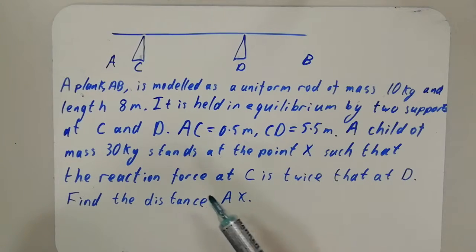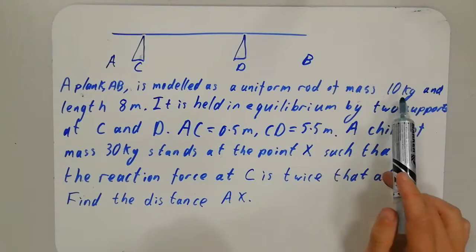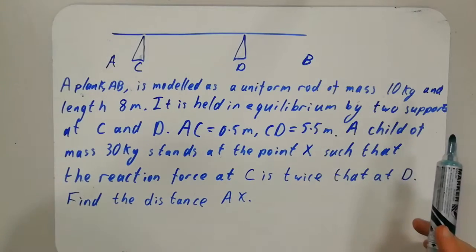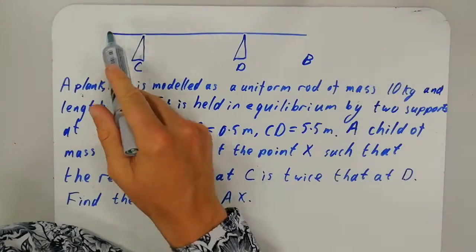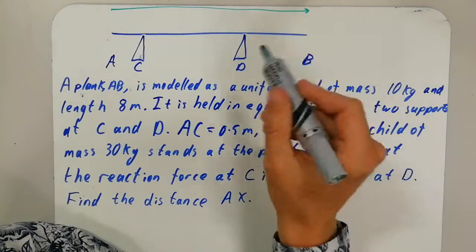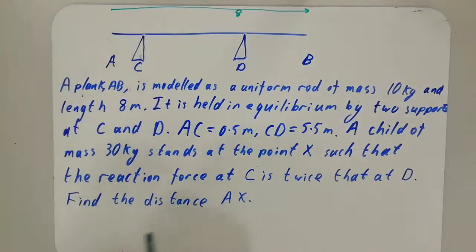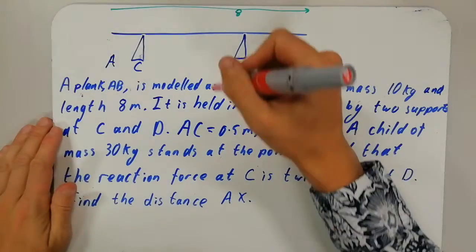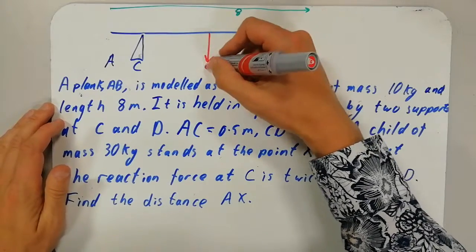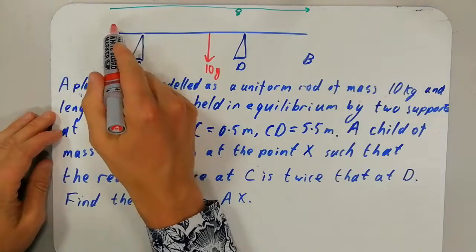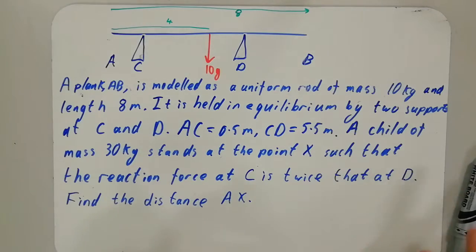So a plank KP is modelled as a uniform rod. So uniform, straight away we know that the centre of mass of this is in the middle of the rod. Of mass 10 kilograms and length 8 metres. So straight away we know that this distance is 8. And we also know that 4 metres along this, we can model it as having a mass of 10 kilograms acting through the middle because it's uniform. So the weight 10g is acting at a distance 4 metres.